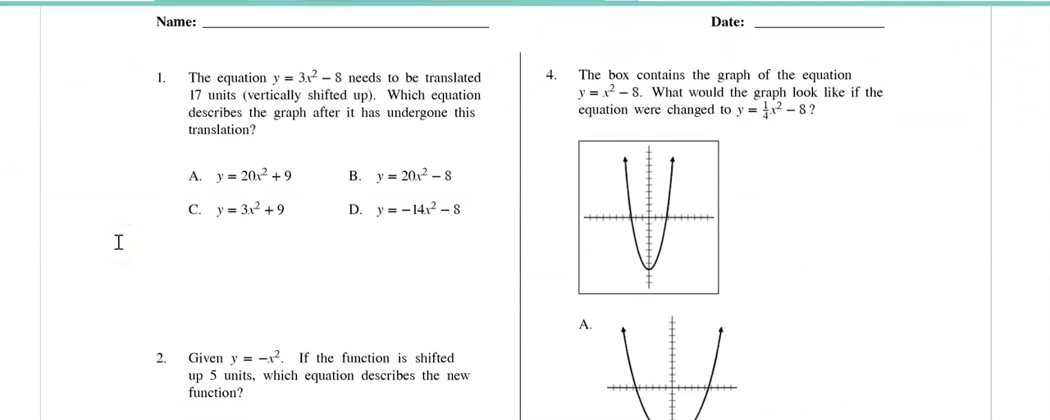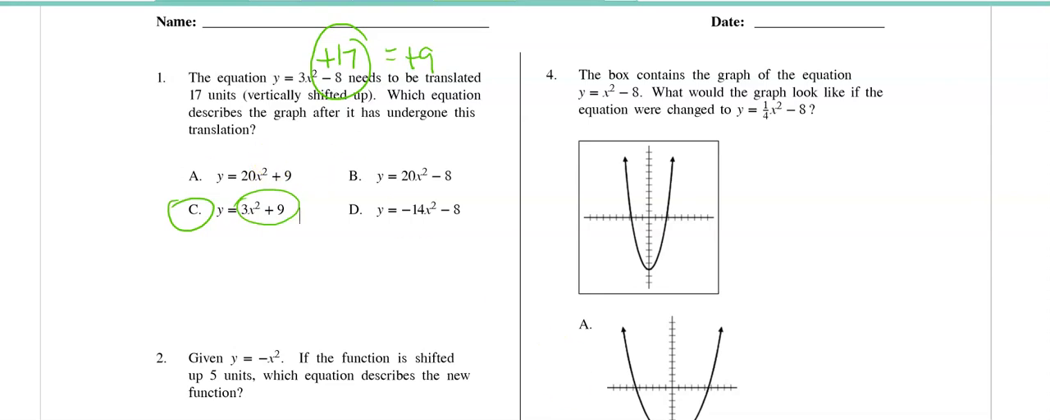So now let's go to the equation. Let's start applying what we've already been learning over these last several weeks or months. The equation y equals 3x squared minus 8 needs to be translated 17 units up, which is vertically shifted up. Which equation describes the graph after it has undergone this translation? So we need to know what we're doing here. We're moving it up. That's a plus or a negative. It is a plus 17, and it only affects the y-intercept. So negative 8 plus 17 is a positive 9. The rest of the equation stays the same, and you change the y-intercept to a plus 9.